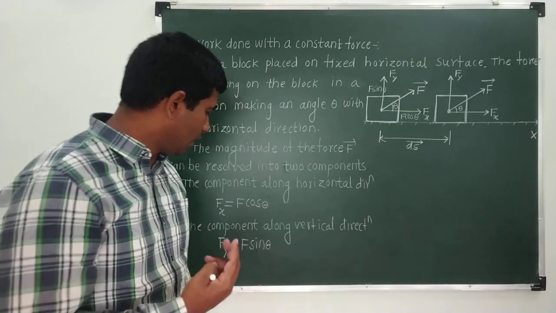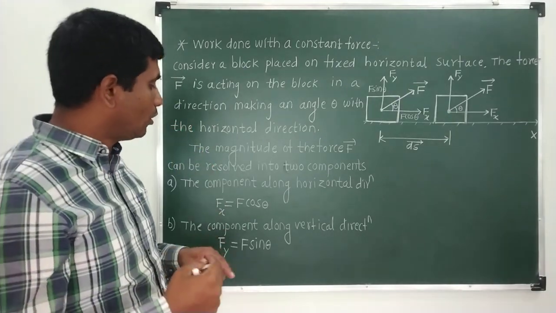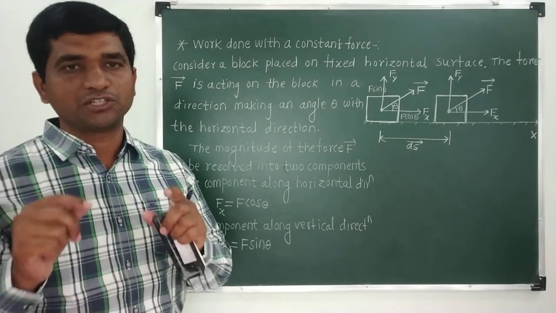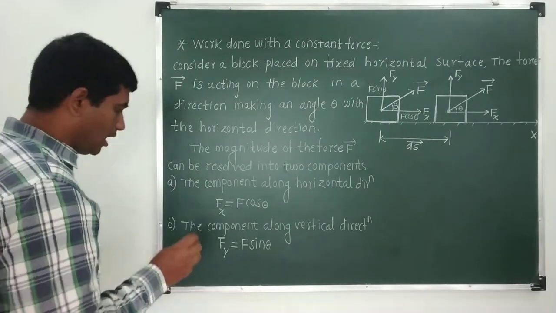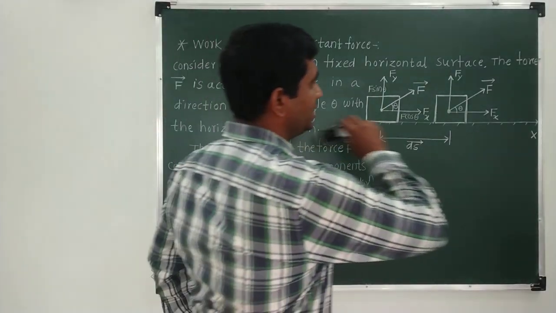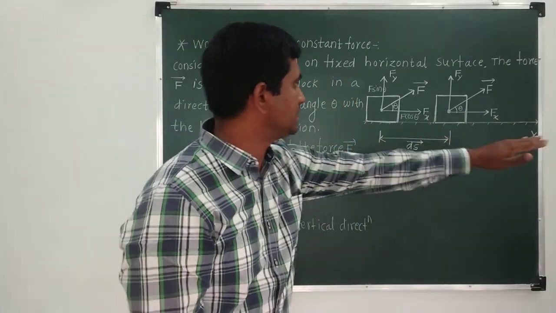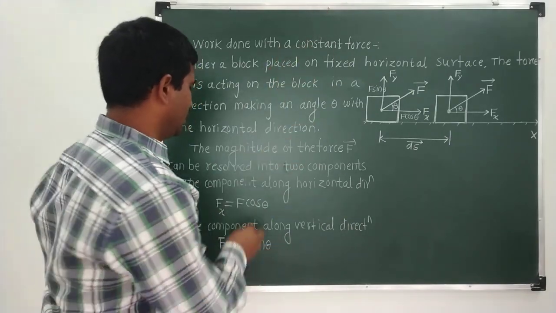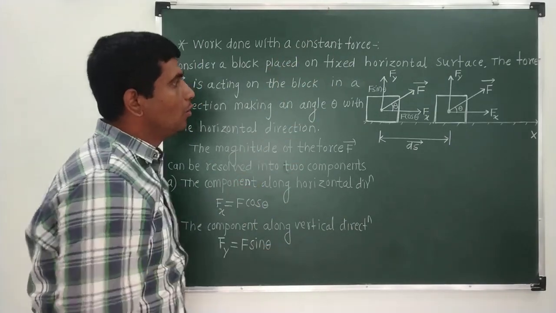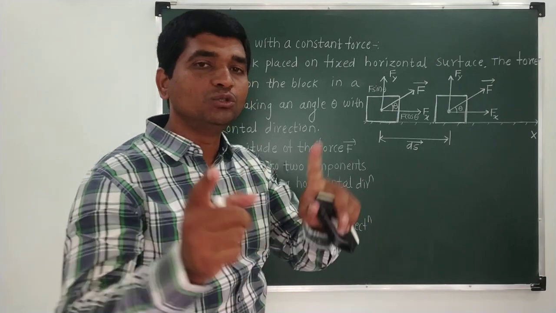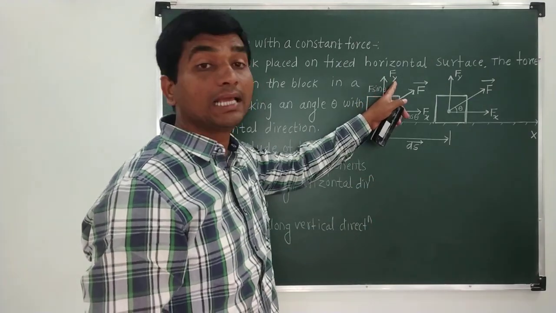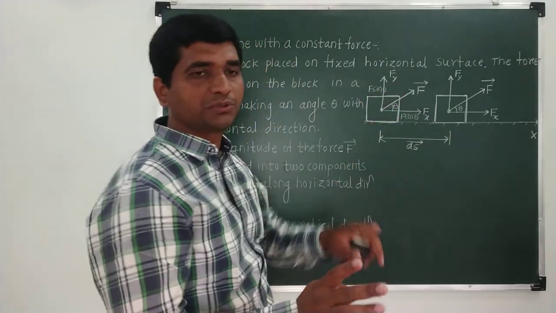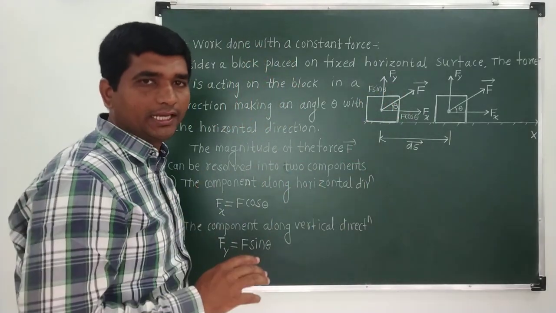Now I just want to ask you one thing. In order to calculate the work done, we had seen that the displacement and the force have to be in the same direction. As the body is accelerating in the forward direction, which is the x direction, there is no displacement along the y direction. So there is no work done by the component Fy. F sin theta will not be doing any kind of work.